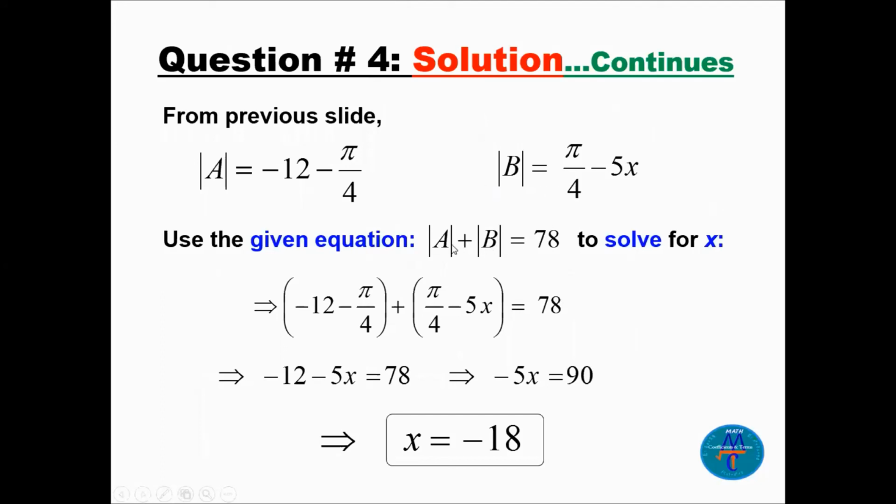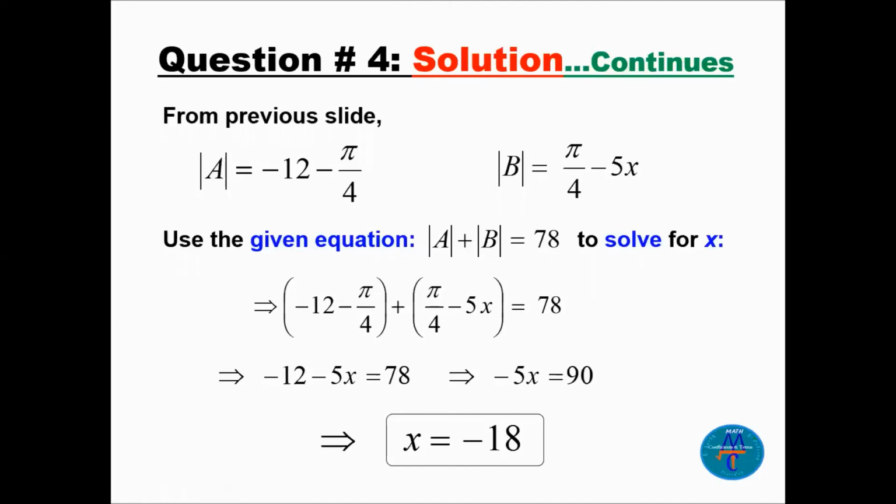Now use the equation from the given: determinant of A plus determinant of B is equal to 78. So this one is minus 12 minus pi over 4, and this one, pi over 4 minus 5x, equals 78. Add them, and the pi over 4 terms cancel out. So minus 12 minus 5x is equal to 78. Take minus 12 to the other side; when you add, you get 90. Then divide by minus 5. So x will be minus 18.